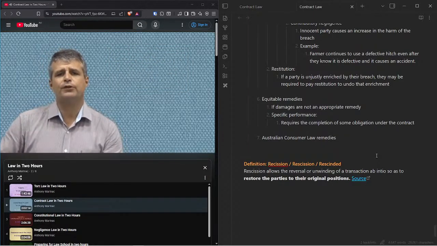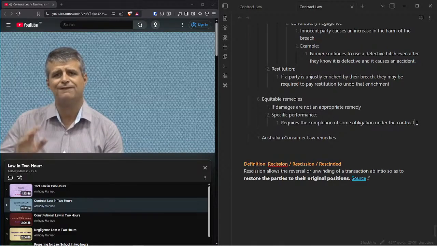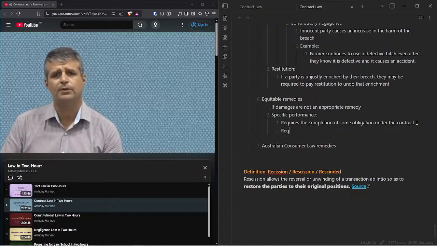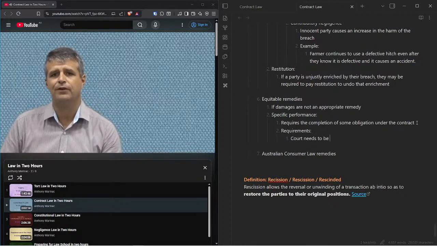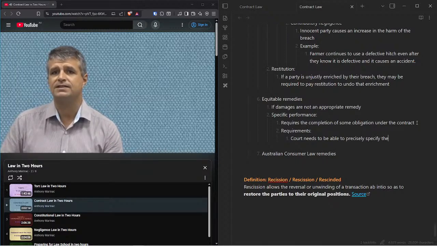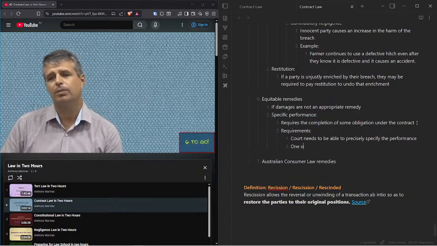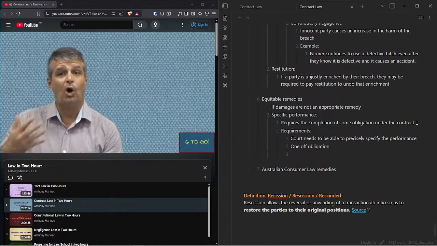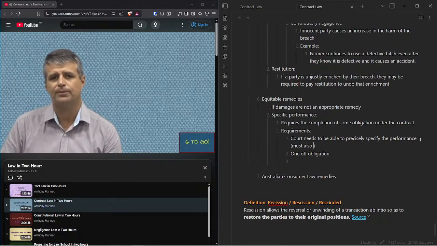Now, to make an order of specific performance, a couple of requirements have to be met. First, the court has to be able to set out very precisely the performance to be specified, and that in turn means it has to have been set out very clearly in the contract. Second, it has to be a single one-off obligation to be performed. The court will not order specific performance of any obligation which would then require ongoing supervision by the court to see whether the order was being followed.